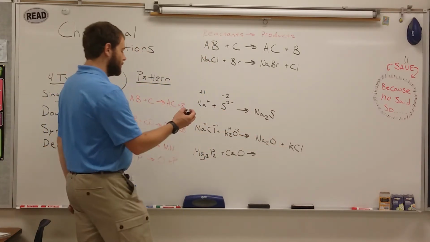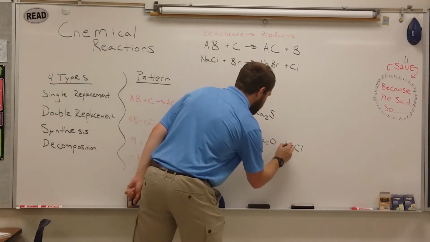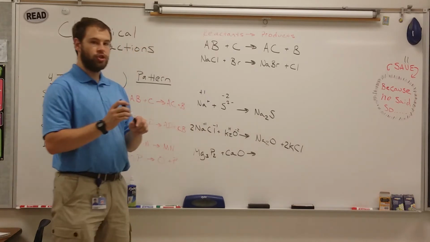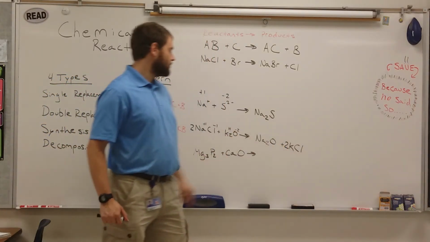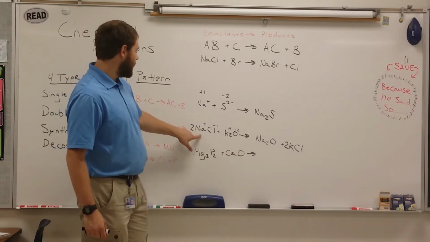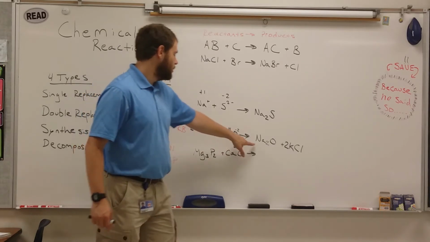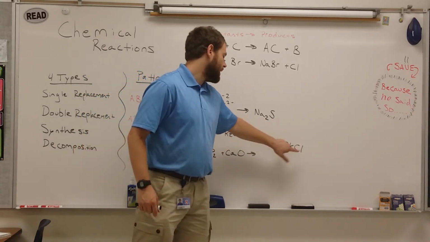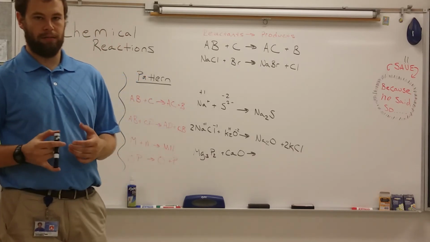So what we'll do is we're going to put a 2 in front of the compounds. That signifies that there are 2 NaCl's and 2 KCl's. And that means we have 2 Na's, 2 Cl's, 2 K's, 1 O, 2 Na's, 1 O, 2 K's, 2 Cl's. We're balanced on both sides. That's called balancing an equation.